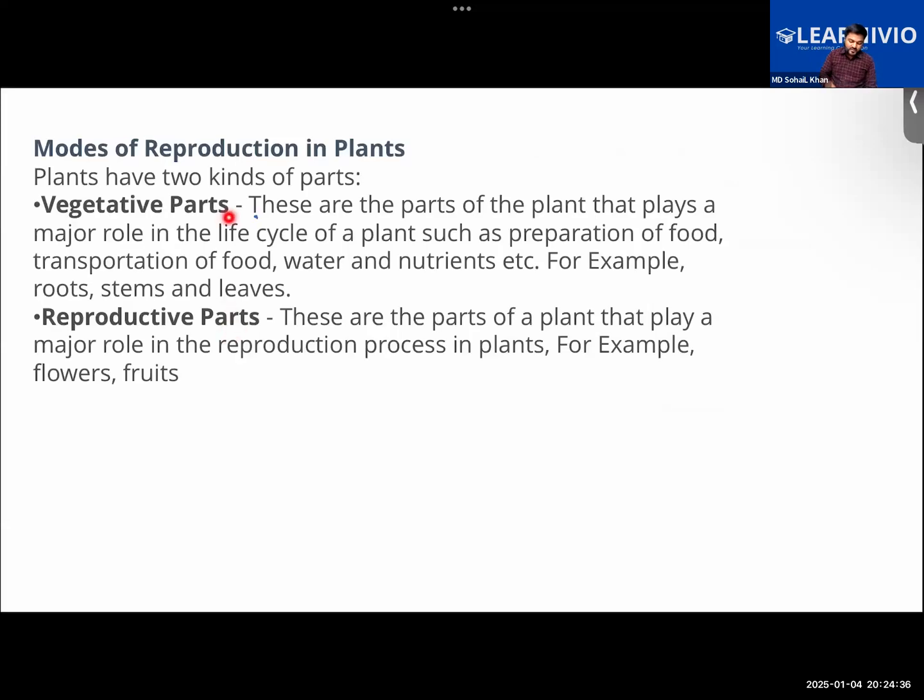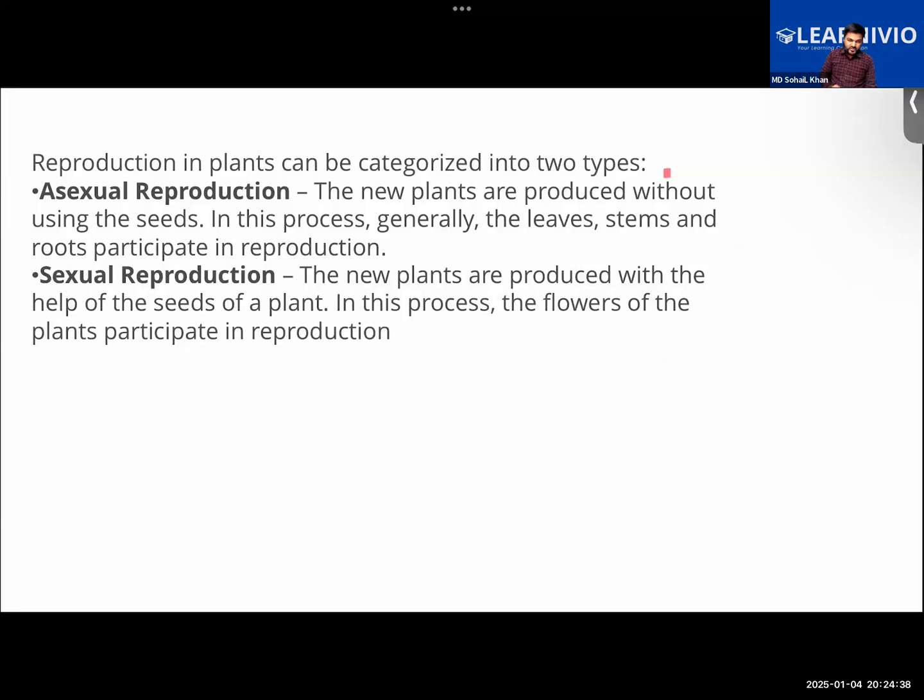Further, there are two modes of reproduction in plants. One is sexual reproduction, another is asexual. In asexual reproduction, the vegetative parts, generally the leaves, the stems, or the roots, will participate. New plants will grow out of these. In sexual reproduction, new plants occur when fertilization happens.